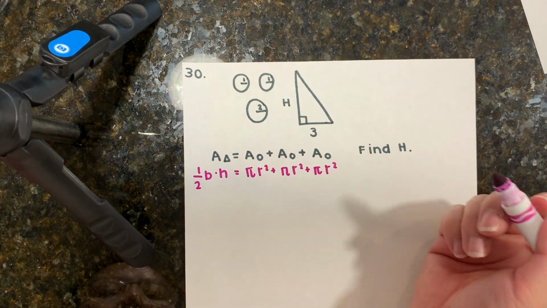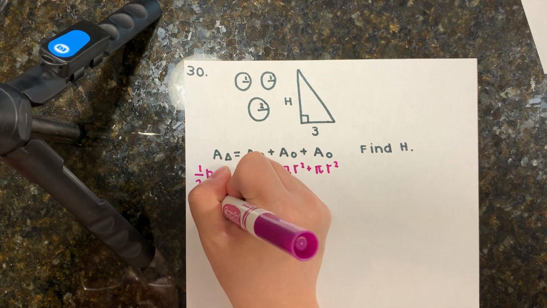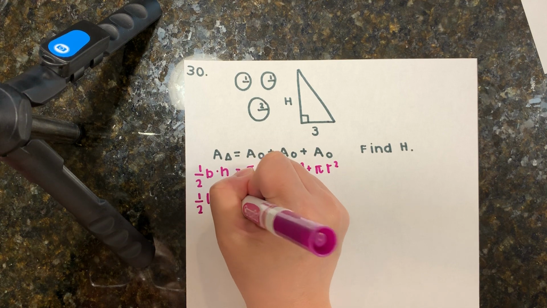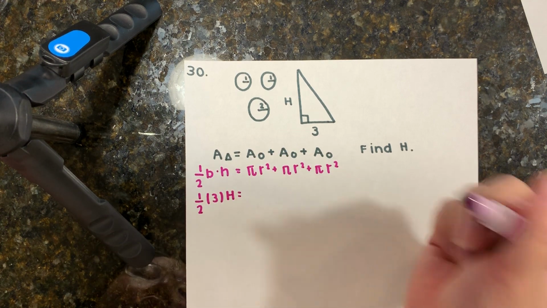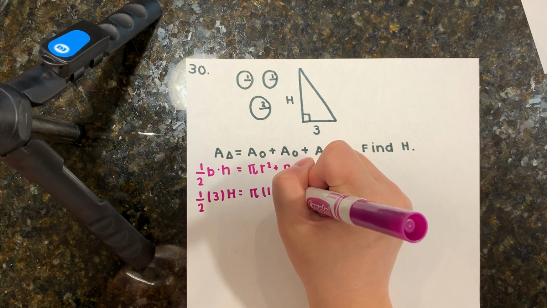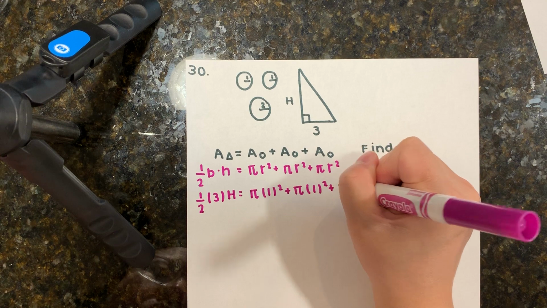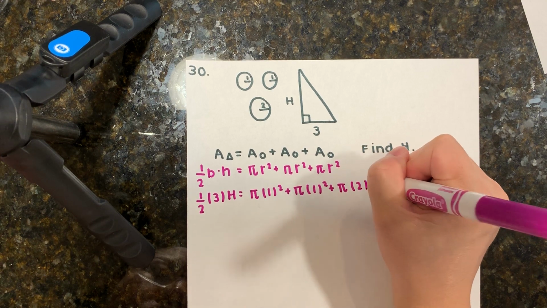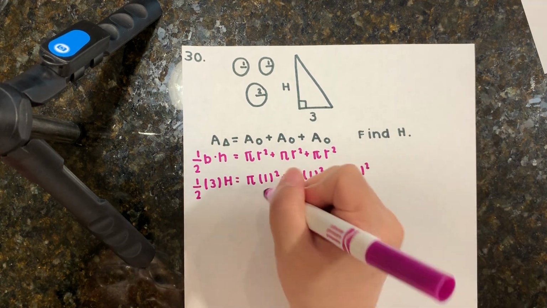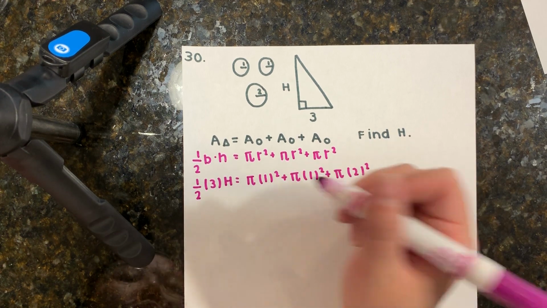So I'm trying to solve for height. So I know what the base of the triangle is. It's 3. I don't know the height. That's what I'm trying to solve for. I know the radius of one of the circles is 1. Another circle is also 1. And the other circle is 2. So 1 pi plus 1 pi plus 4 pi. Well, 4 plus 1 is 5 plus 1 is 6.